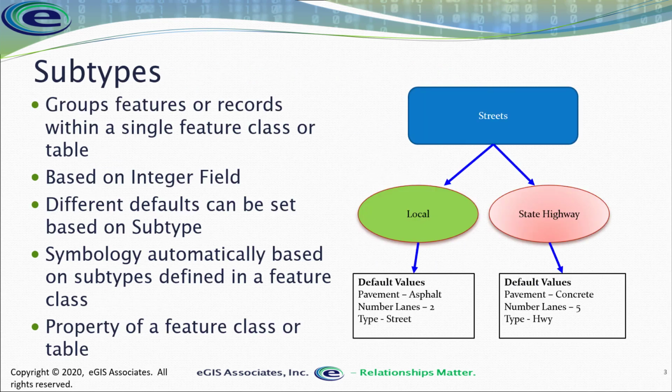So we're going to go ahead and start with subtypes. What a subtype is, it's a way of grouping features in a single feature class or table. So I'm going to highlight that. This works in a feature class or a table.